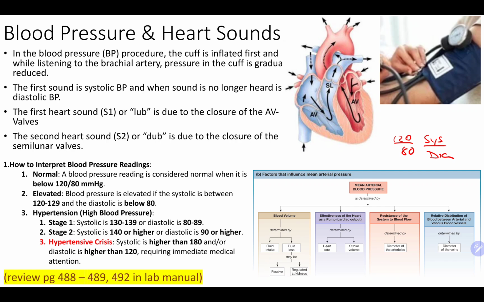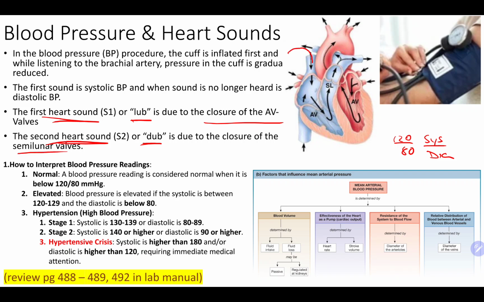Now, when you're listening to the heart, there are these heart sounds that you've got to remember, okay? They really go along with the valves as blood enters the heart. The first heart sound you're going to hear is the lub, and then the second heart sound is going to be the dub. So it's like lub dub, lub dub, right? The lub, the first sound, is coming from the closure of the AV valves, whereas the dub is coming from the closure of the semilunar valves.